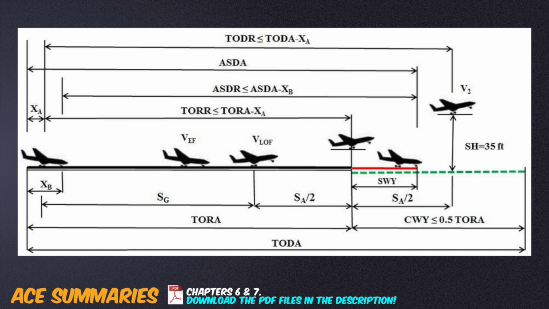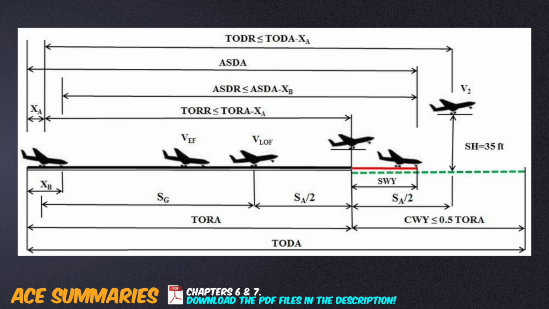The landing distance is from screen height until when the aircraft has slowed down enough to exit the runway. Screen height varies by category. It is 50 feet for propeller driven in dry conditions, 35 feet for jet aircraft in dry conditions. Screen height is reduced when considering wet and/or engine failure conditions. ASDA equals TORA plus the stopway. It is the accelerate stop distance available.